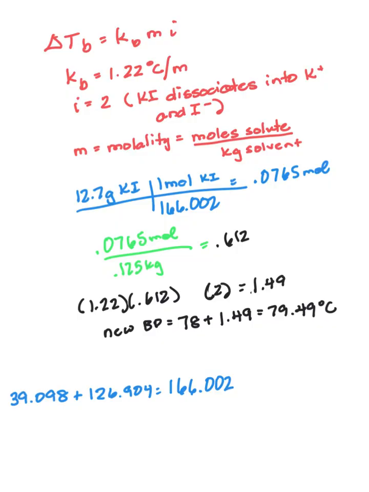So here's my i of 2 because it completely dissociates. Molality is moles of solute over kilograms of solvent. So I have this many grams of my solute. I have to find its molar mass, which I found down there. So I have this many moles divided by this many kilograms. So here's my molality, my lowercase m.